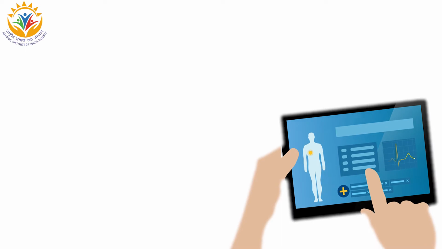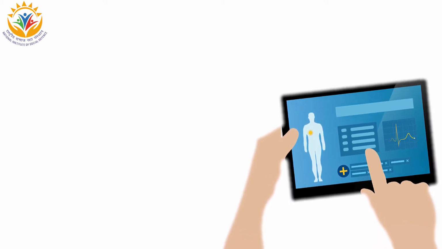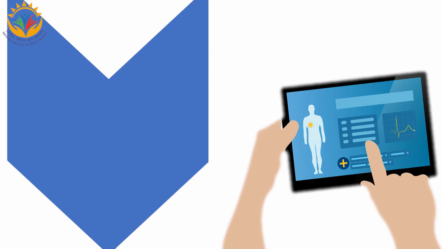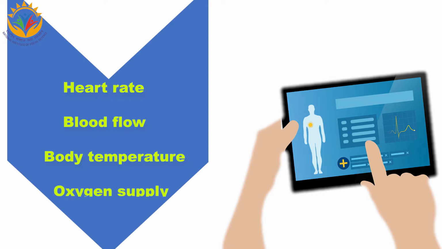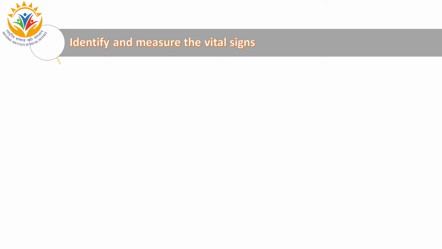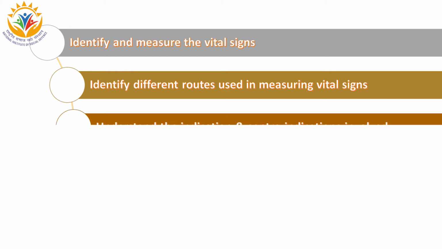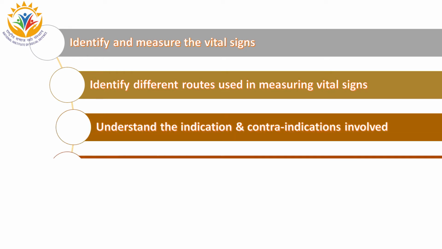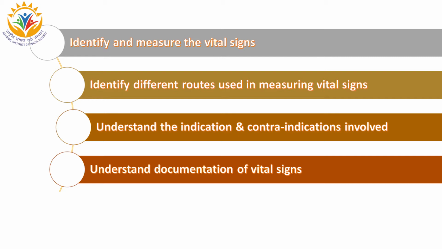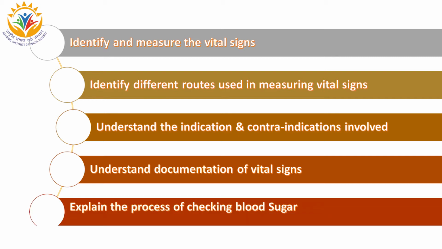The general health condition of an elderly person is measured using parameters that indicate the heart rate, blood flow, body temperature and the oxygen supply. So, the main objectives or the key learning outcomes are: number 1, identify and measure the vital signs, identify different routes used in measuring the vital signs, understand the indications and contraindications involved, understand documentation of vital signs, explain the process of checking blood sugar.